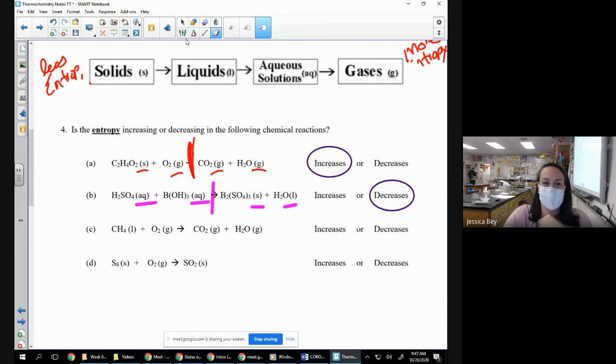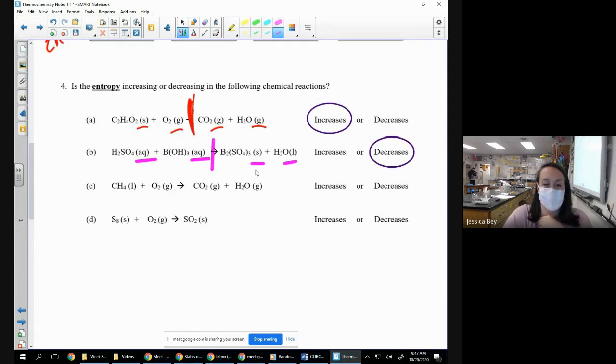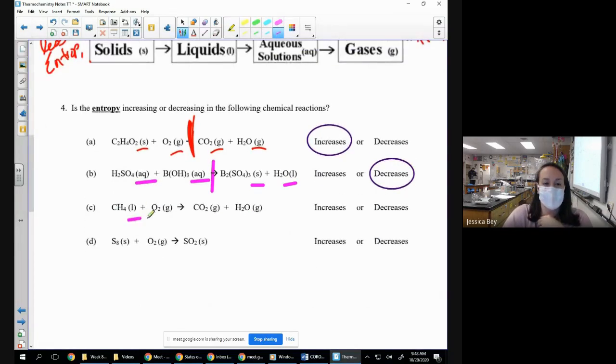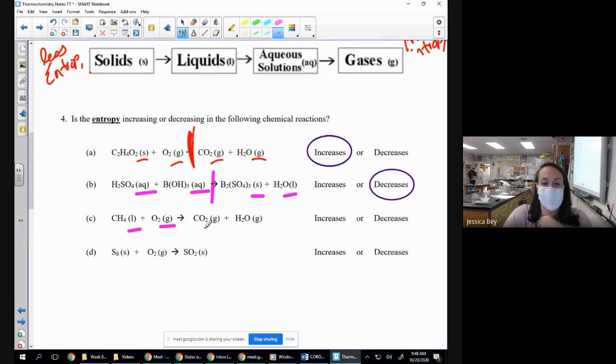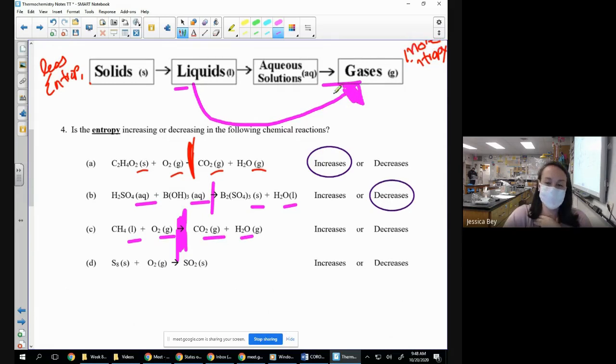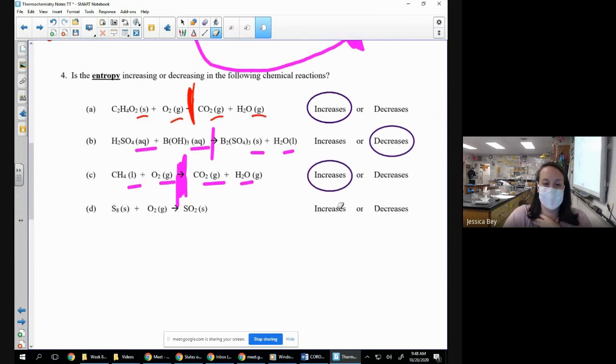Okay, so you've got to think it's about how much order you have. Right here we have a liquid and a gas going to a gas and a gas. You see how I'm looking on either side of the arrow? That's the important part. How it begins and how it ends. So I'm starting with a liquid and a gas, but then that liquid goes up to a gas. So what's happening to my entropy? Is it increasing or decreasing? Increasing. It is increasing.